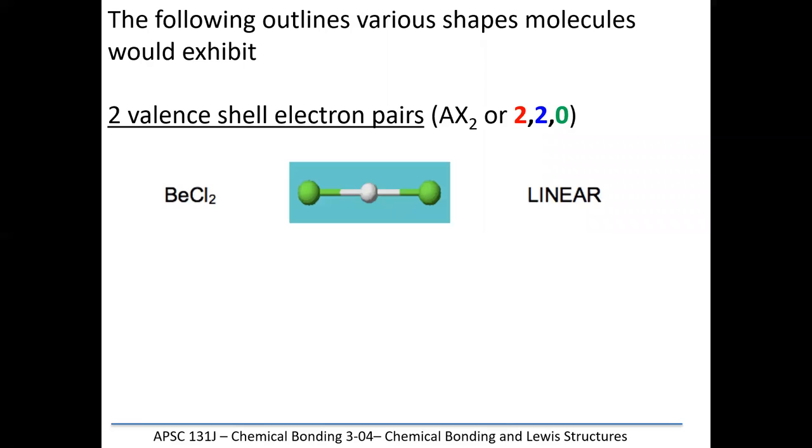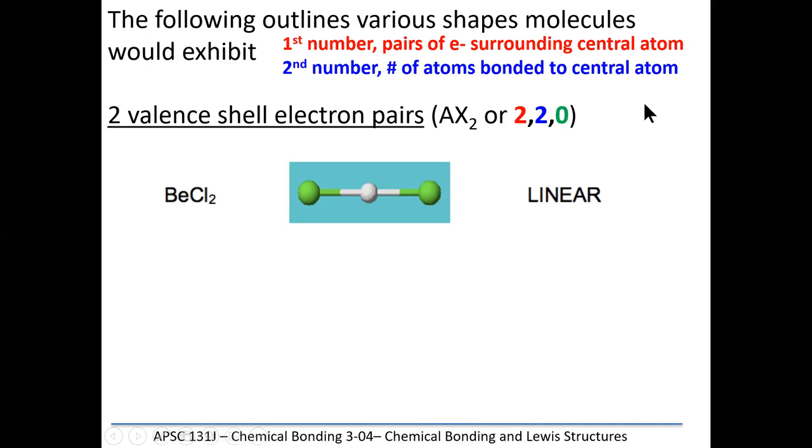So we would describe this as a central atom bonded to 2 atoms, or I could call it a 220, where 2 represents the number of electron pairs surrounding the central atom, 2 represents the number of atoms, and 0 represents, in this case, the number of unshared pairs. And those are what the numbers stand for in my 3-number code, which is the 3-number code I feel most comfortable with when I'm thinking about molecular shapes.